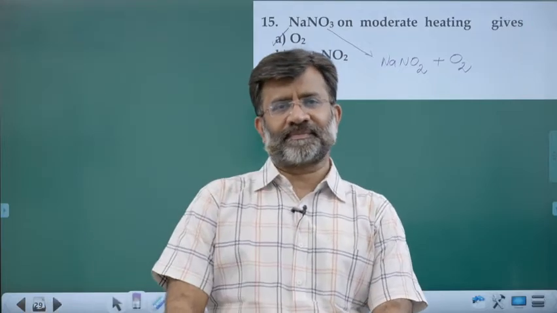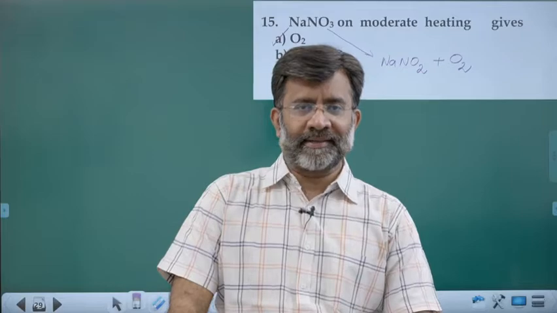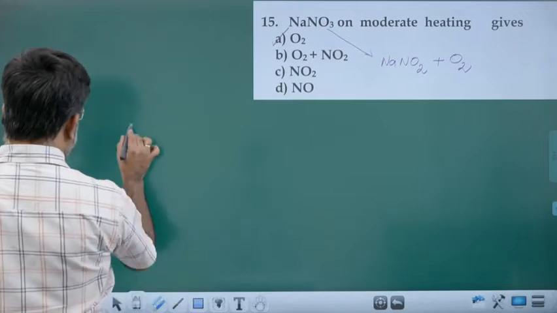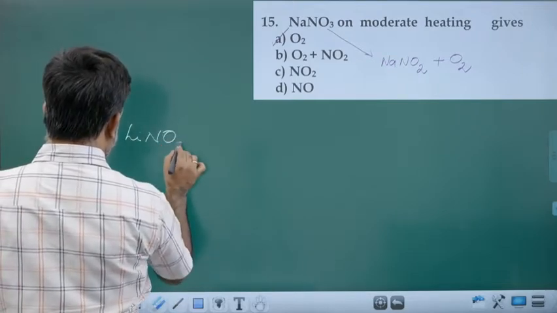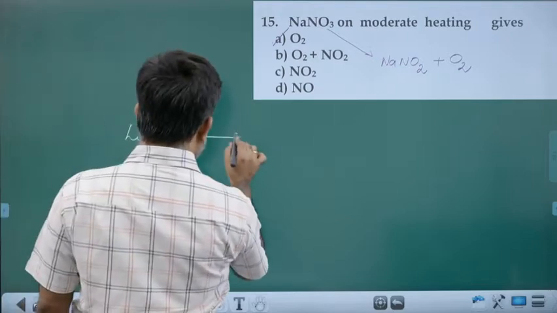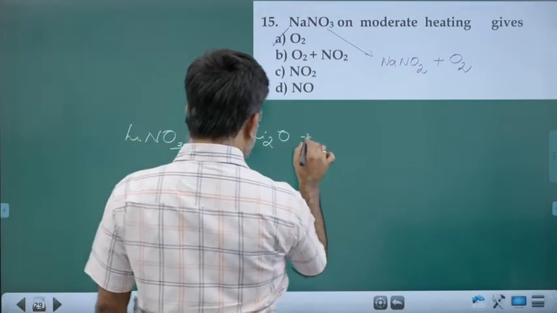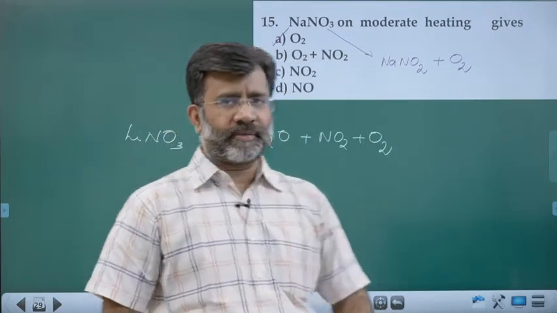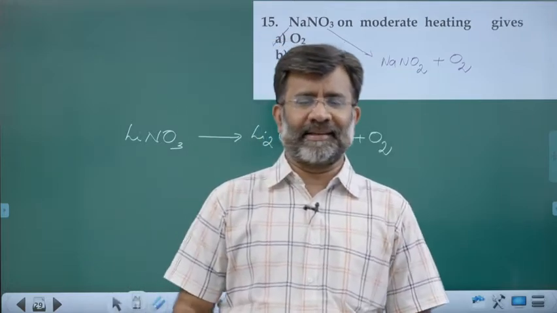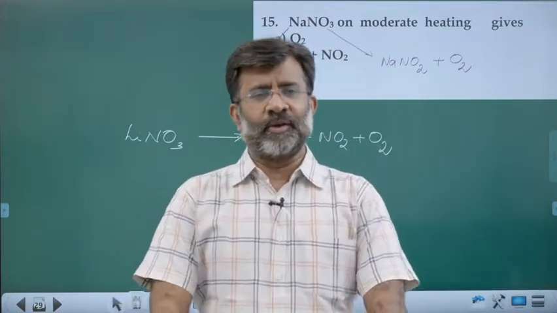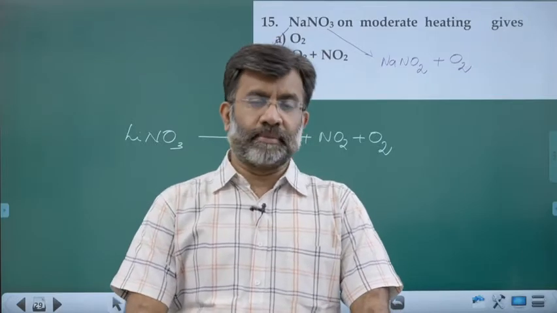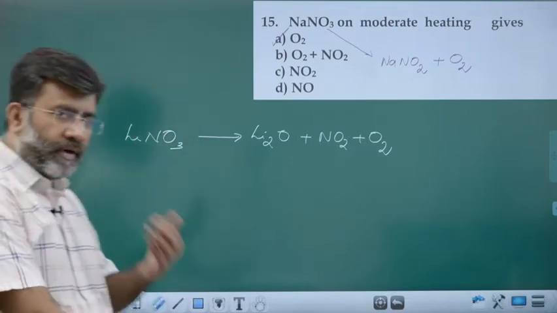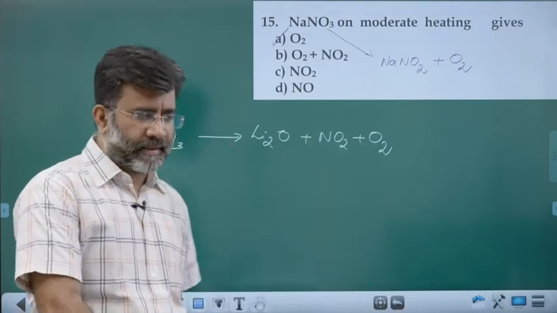Suppose it is lithium nitrate. Hope you remember the anomalous behavior. LiNO3, you will be getting Li2O, NO2 plus oxygen. Lithium nitrate is behaving like some heavy metal nitrate, while all other alkali metal nitrates give metal nitrite liberating oxygen. That is the anomalous behavior of lithium versus the behavior of other alkali metals. Okay. Next.